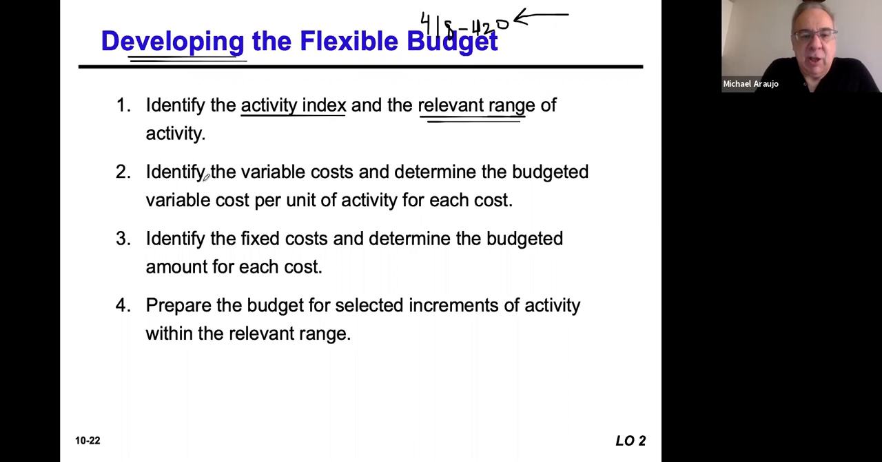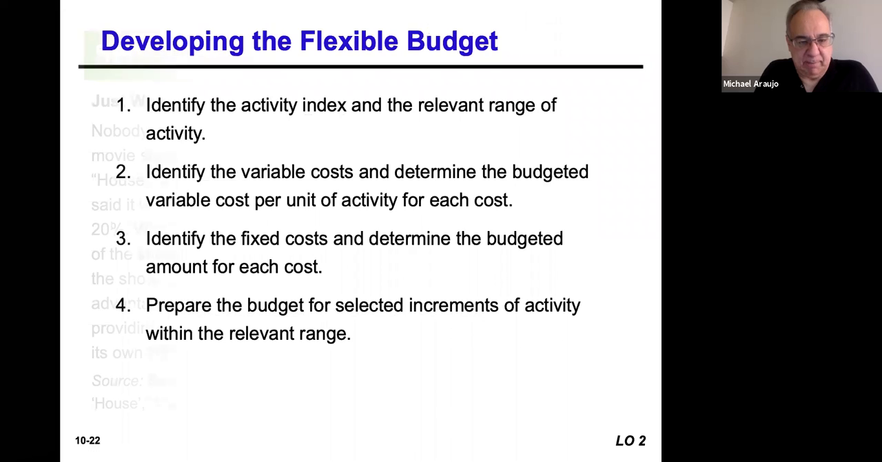Okay. You identify those variable costs to determine the budgeted variable cost per unit, so you can build your budgets on different units. Identify the fixed costs and determine the budget amount for each. So fixed costs are going to stay the same regardless of the level of activity. And then prepare budgets for those increments. And so that's what you're going to see here.